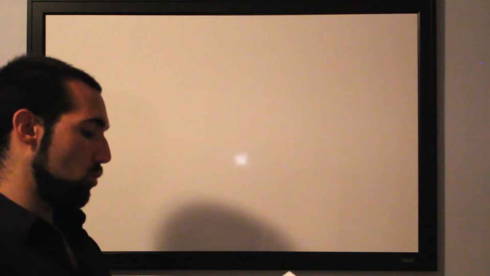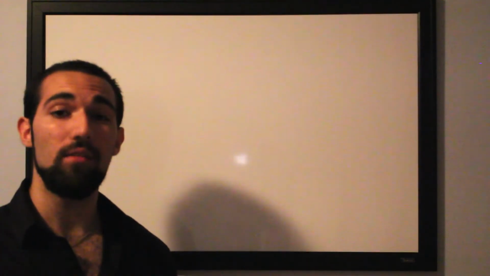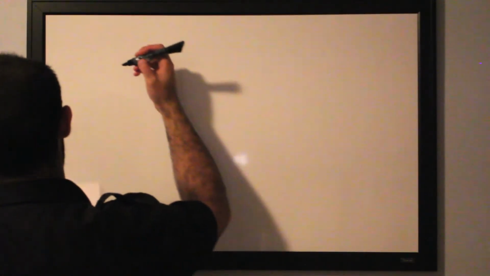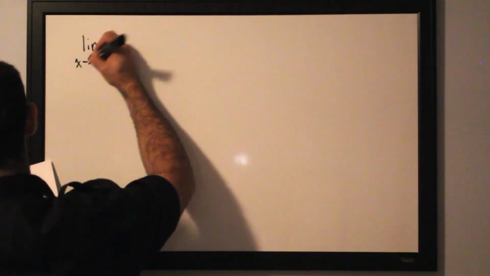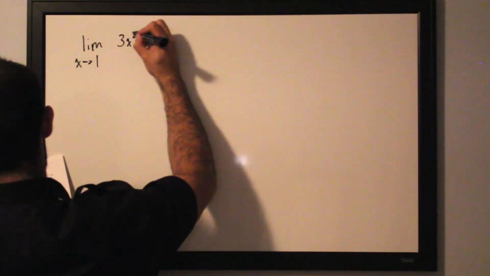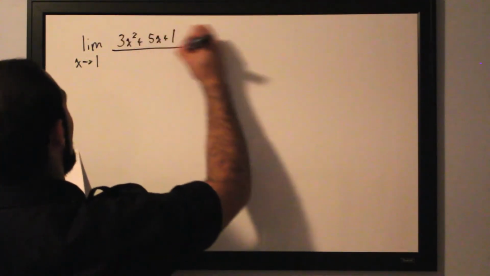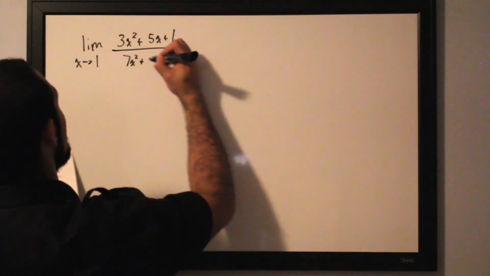For now, I'm going to put up another one. And keep in mind that your teachers may actually try to trick you by giving you functions that don't need to be algebraically manipulated in order to evaluate the limit. So here's a pretty good example of one of those functions. Let's say we want to take the limit as x approaches 1 for 3x squared plus 5x plus 1 all over 7x squared plus 2x.